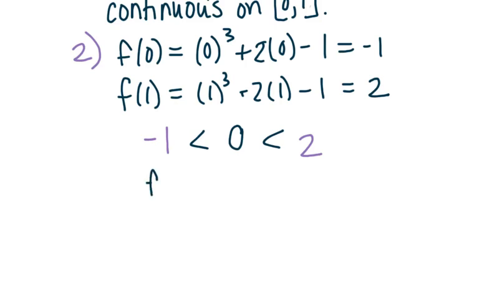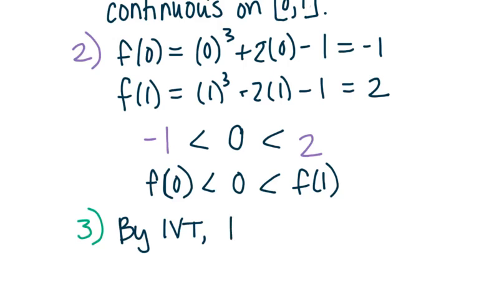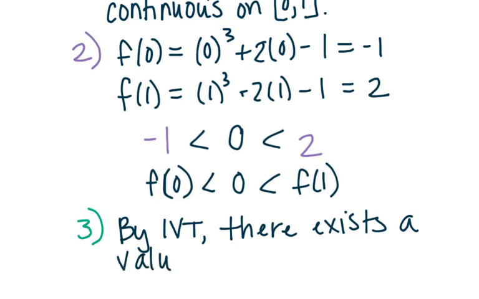So that means that f of 0 and f of 1, which were the beginning and end of our interval outputs, will have some sort of value n that falls between them. So now we can make our conclusion. So according to the intermediate value theorem, there must exist a value c.